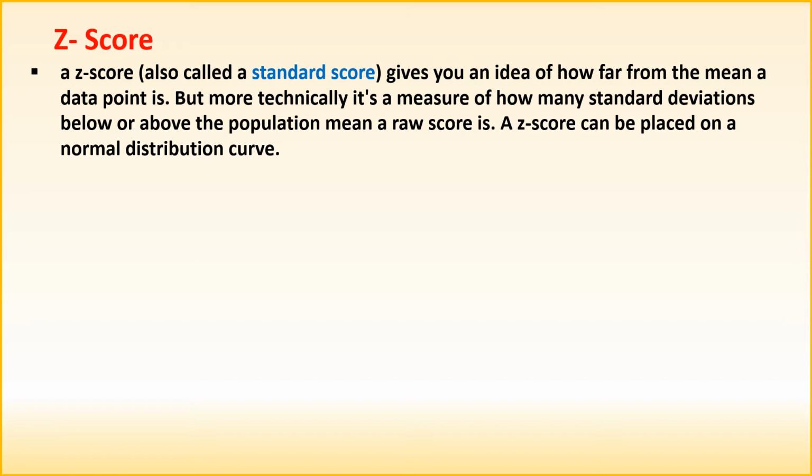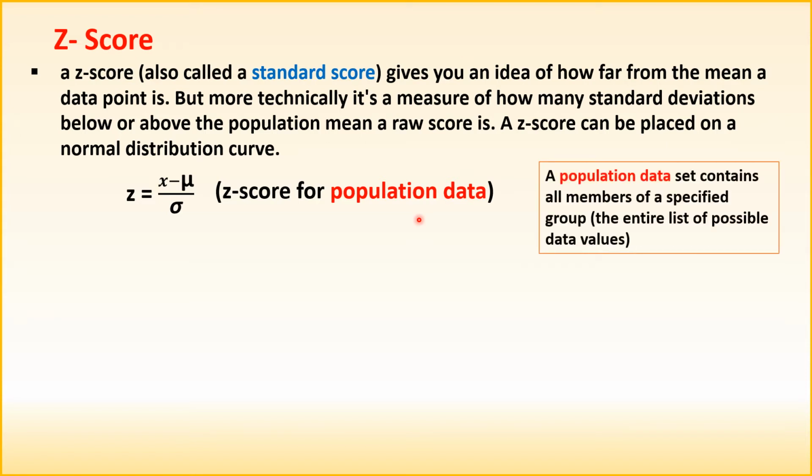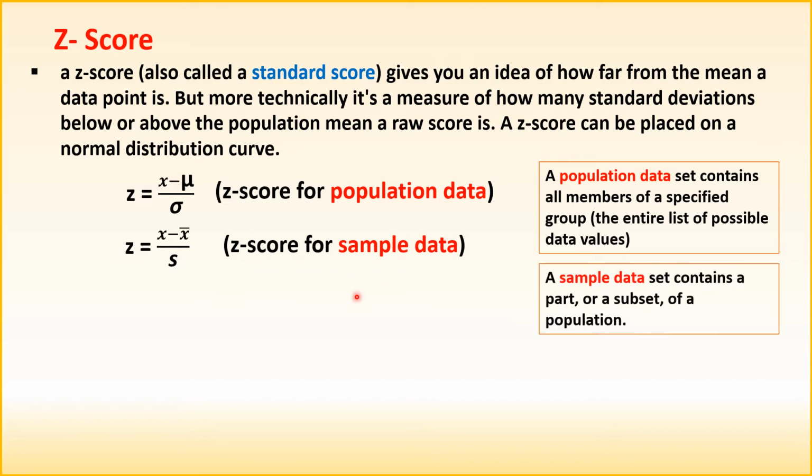So we have two formulas for the Z-score. This is the first one. This is for the population data. What is population data? A population data set contains all members of a specified group, the entire list of possible data values. And the other one is for the sample data. So what is sample data? A sample data set contains a part or a subset of a population.